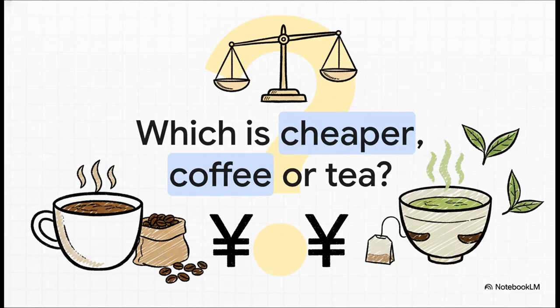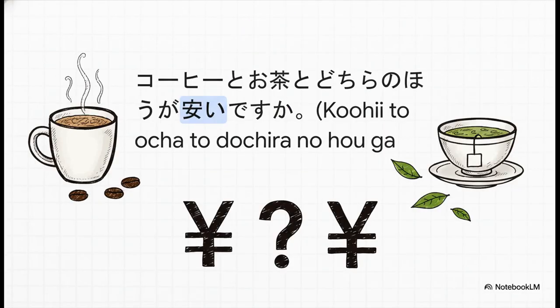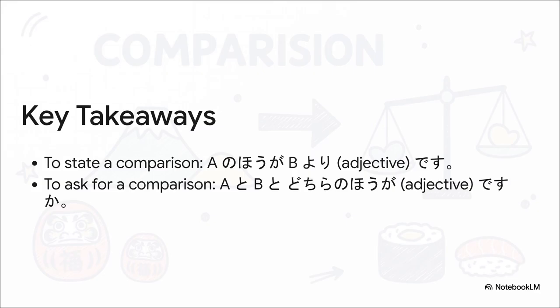And for our final practice example, a simple, everyday question. Which is cheaper, coffee or tea? In Japanese, that's kohi to ocha to dochira no hoga yasui desu ka? By now, that entire structure should be feeling very familiar. So, to recap the two absolute key takeaways. To state a preference, you'll use the A no hoga B yori pattern. And to ask for a comparison, you'll use the A to B to dochira no hoga pattern. These are the two core formulas you need.